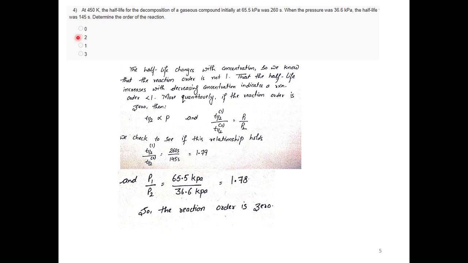So I am reading the question. At 450 K, the half life for decomposition of a gaseous compound initially at 65.5 kPa was 260 seconds. When the pressure was 36.6 kPa, the half life was 245 seconds. Determine the order of the reaction.